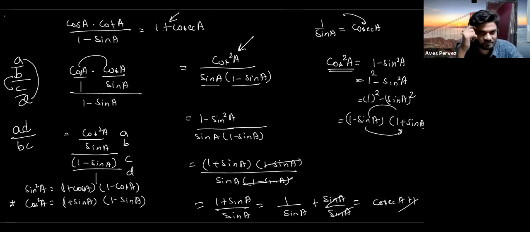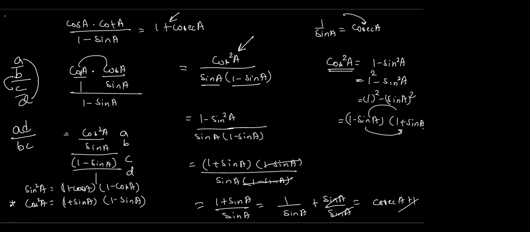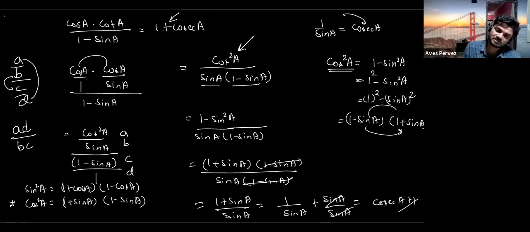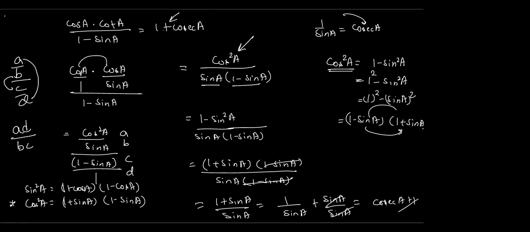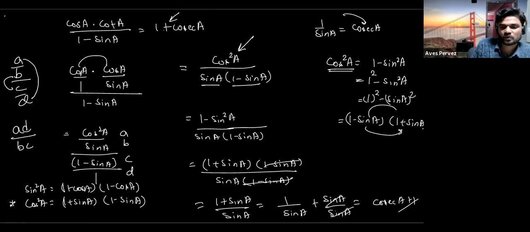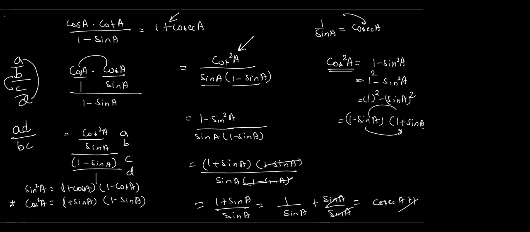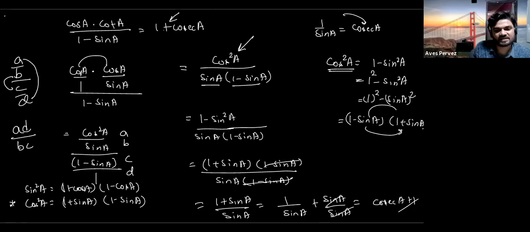Why have I changed this one? Tell me. Because we need a plus sign, yes, and there is no plus sign in between. So we have written it this way. And 1 minus sin a is being written here.